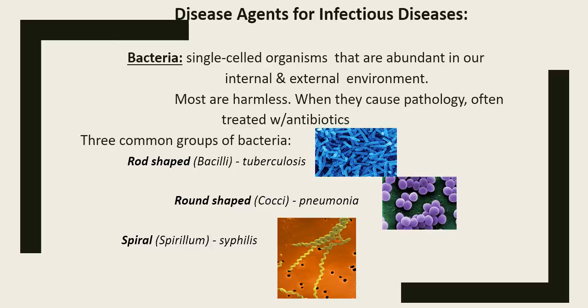There are 3 common groups of bacteria. The first one is rod-shaped, or bacilli. Tuberculosis is an example. There's round-shaped, or cocci, which includes pneumonia. Gonorrhea is also this type. And the last one is spirillum, or spiral, and an example of this is syphilis.